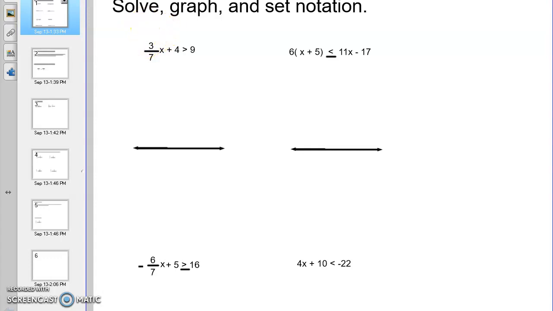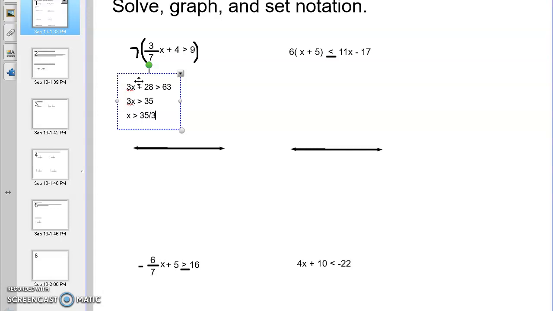Alright, so here's our review for our test. We'll start with these inequalities. Once again, when you have a fraction, I'm a big fan of multiplying by the denominator to everything. And we're left with 3x. Let me change this so I am not writing it too big. Okay, so we're left with 3x plus 28 is greater than 63. 3x is greater than, we subtract 28 on both sides, we get 35, and my x is greater than 35 over 3.